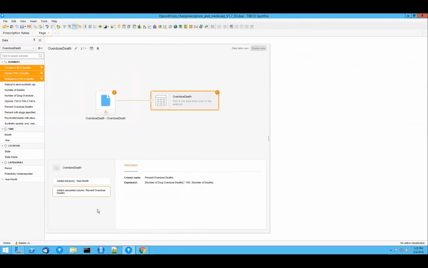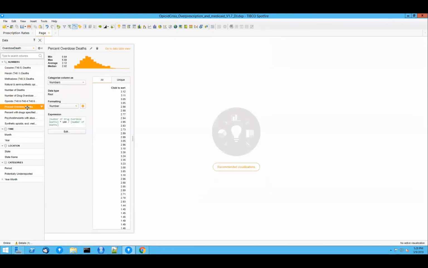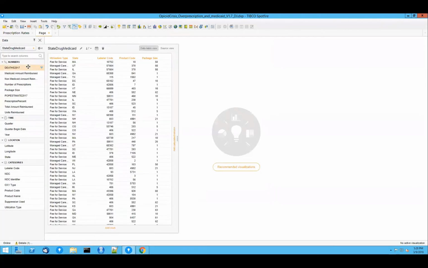So let's go in and look at the percent overdose death column. And here you can see that originally we received number of drug overdose deaths and we had number of deaths for that year. And so we just converted it into a percentage to make it more meaningful. I've done several transforms like that within Spotfire for different tables.